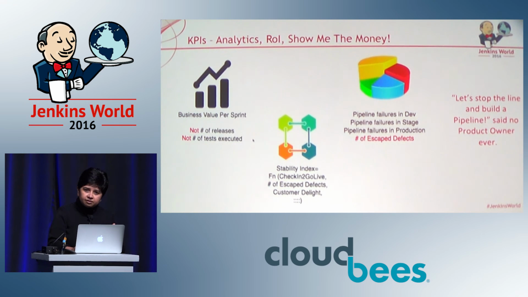It's not the number of releases you're doing per sprint. This is a common misconception that is reflective of your speed. You may be shipping bits, but not adding any value to your business. So we are not in the business of just flying bits from point A to point B. We need to make some money. And it's definitely not the number of tests executed. 5 tests could give you way better confidence than even 500.